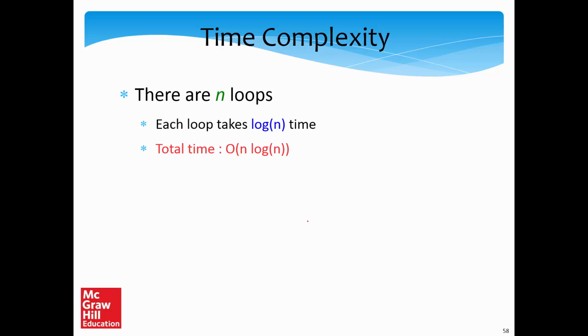So what is the time complexity? There are n loops, so that will take order n times the time of each loop. And each loop, what does it have? It has an addition or a subtraction. An addition or a subtraction takes log n time, as we have seen from our previous discussion. We can use a carry lookahead adder. So the total time that is required is order n times log n, which is order of n log n.